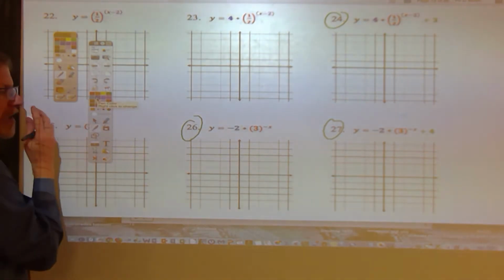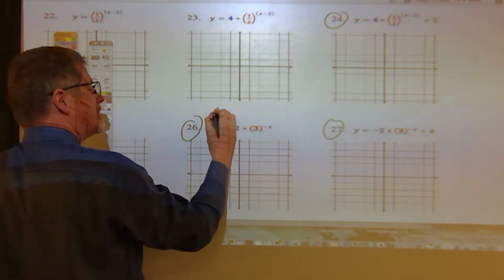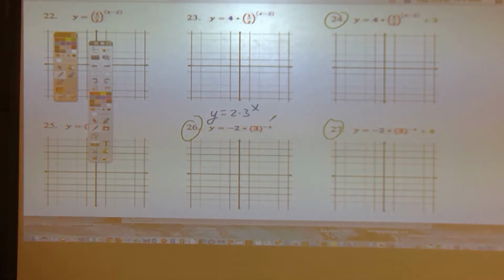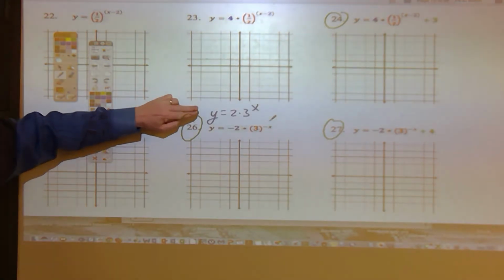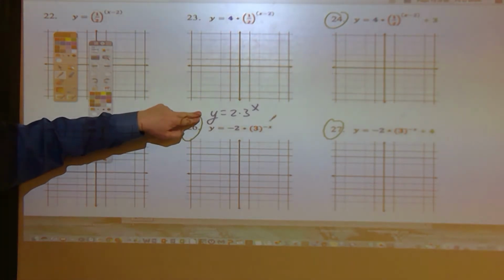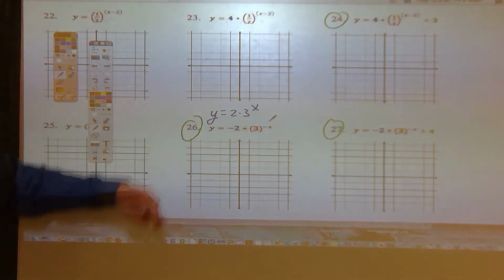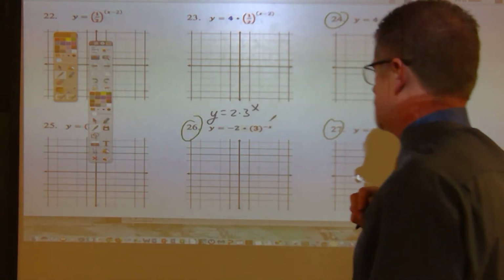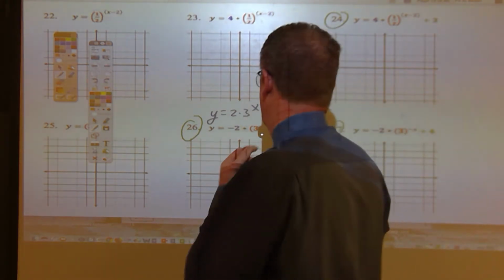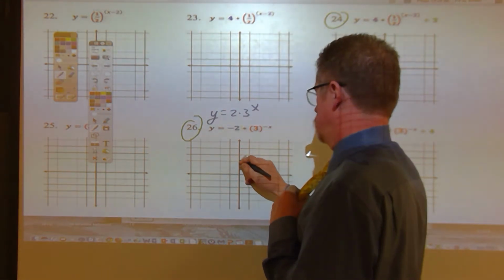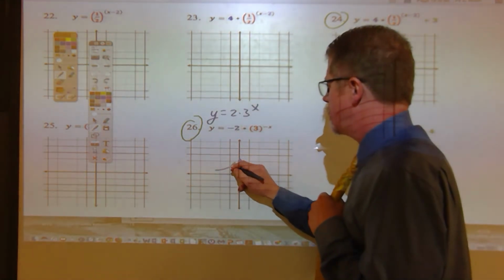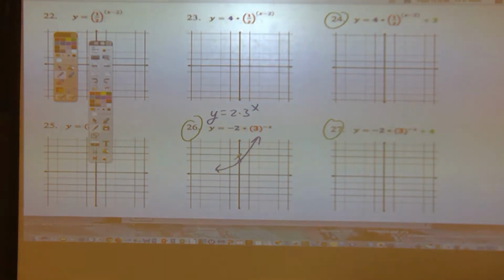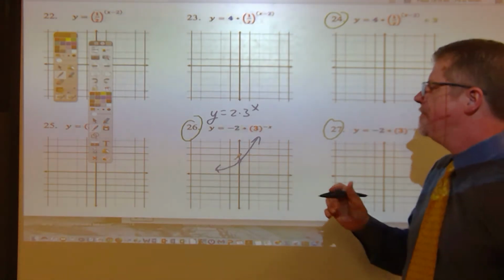The parent graph on this thing is y equals 2 times 3 to the x. So please sketch 2 times 3 to the x as a parent graph. And then there's going to be an intermediate to get to the child. When you're done with the parent graph, look up here, see if we agree. Starts at 2, growth. That's all you need.